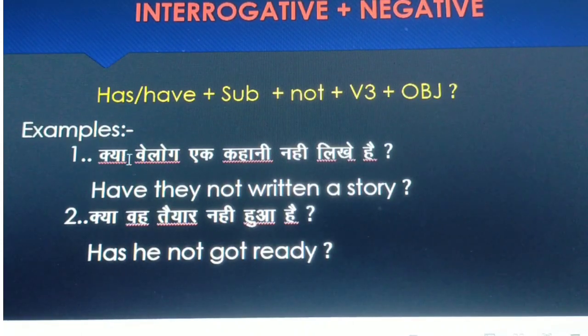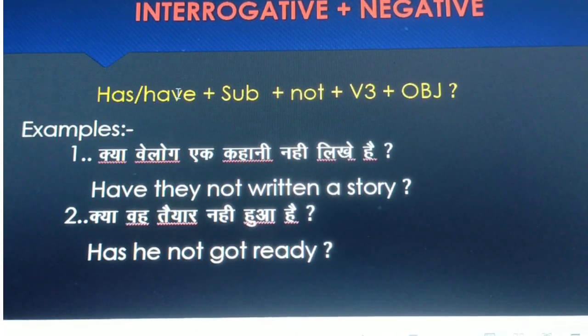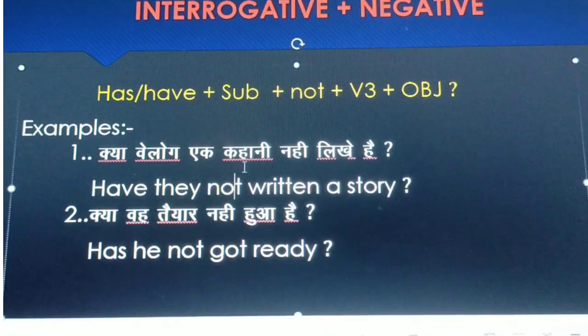So let us do. First you have to use auxiliary verb according to the subject. So the subject is वे लोग, that is plural. They, that is why auxiliary verb should be have, plural. Have they. For negative we have used not, and then we have to use the verb in the third form. लिखना, that is write, wrote and written. What the object is, that is एक कहानी, that is a story.